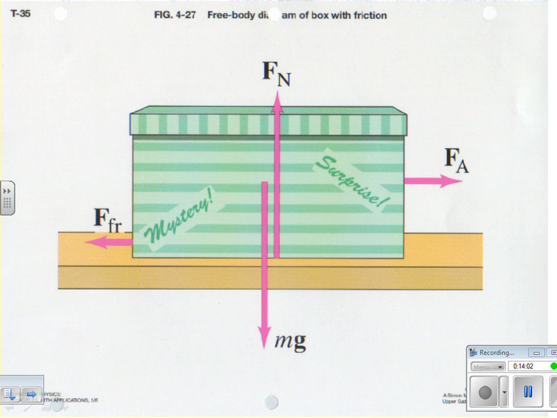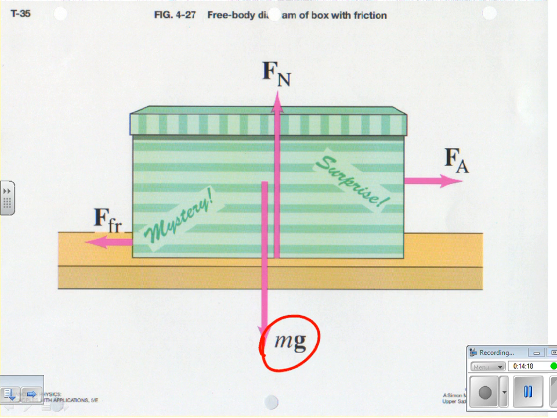Okay. Here's the mystery surprise box. Notice that this is a free body diagram of the mystery surprise box. There are 4 forces acting on it. We have gravity, which always acts downward towards the center of the Earth, and it's labeled mg. We'll talk about why that is later.